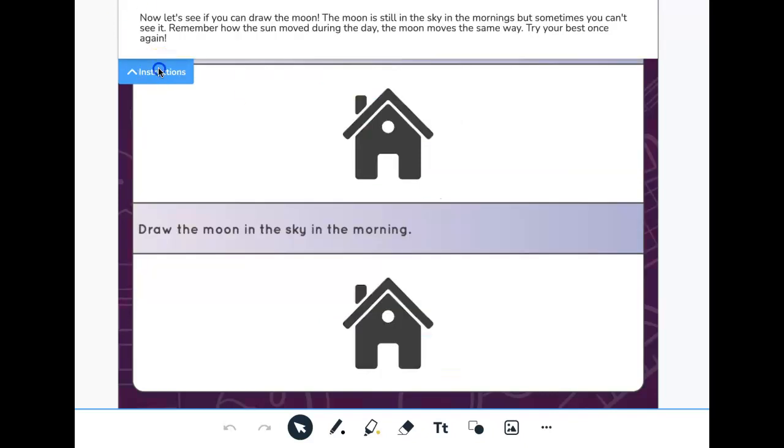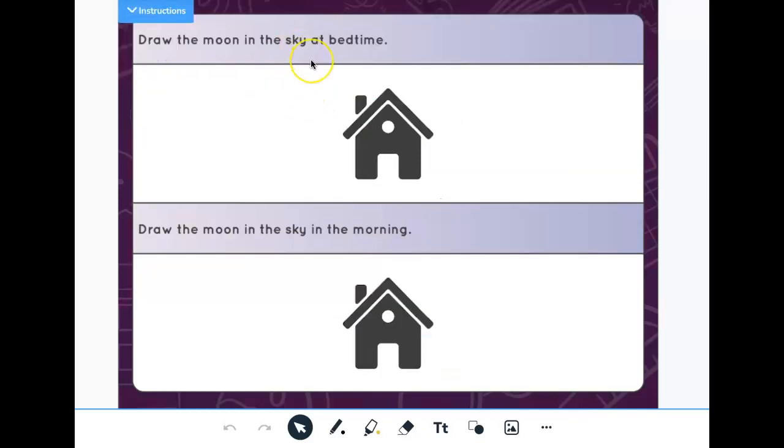statements. The students are also asked to draw the moon in the sky at bedtime and in the morning, which this one could seem a little bit more tricky for kindergartners, but I included that it is for practice and for them to have fun and try their best.